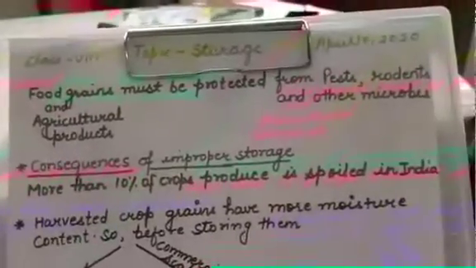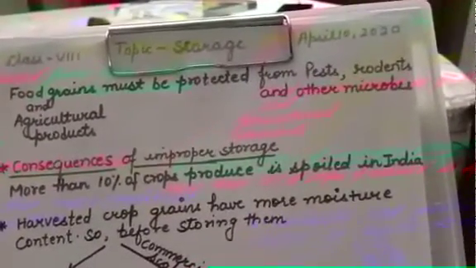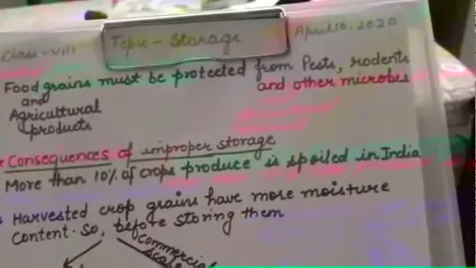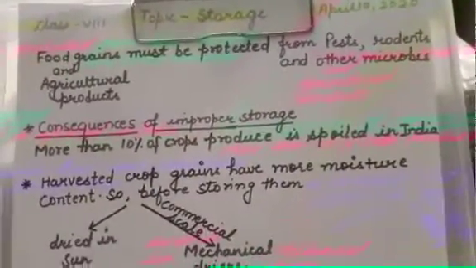Now, we know that more than 10% of the crop produce is spoiled in India because of improper storage. So, we have to reduce this.